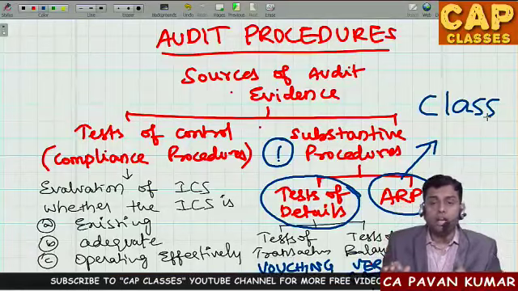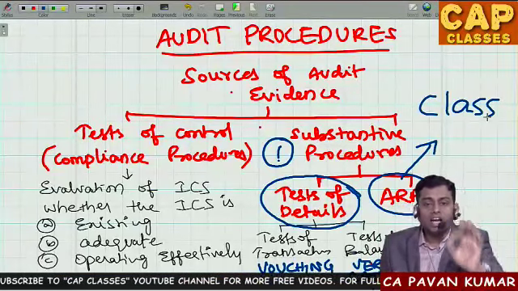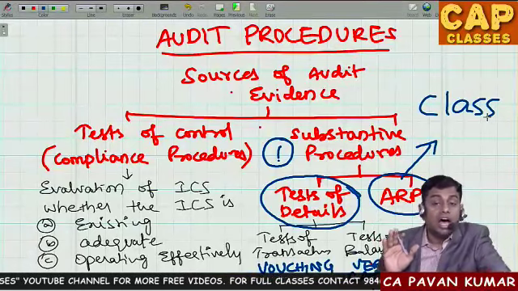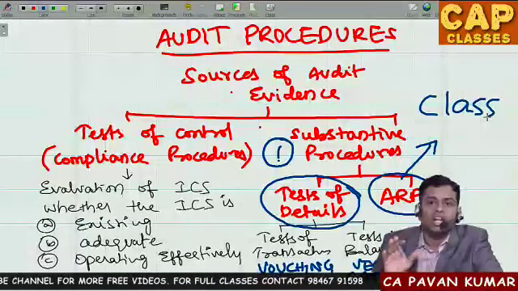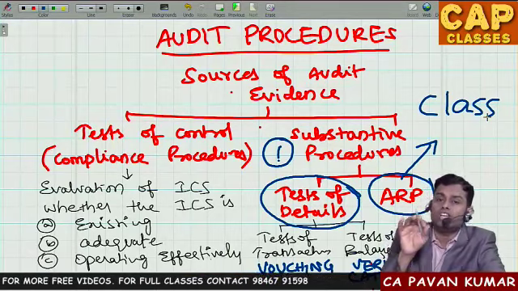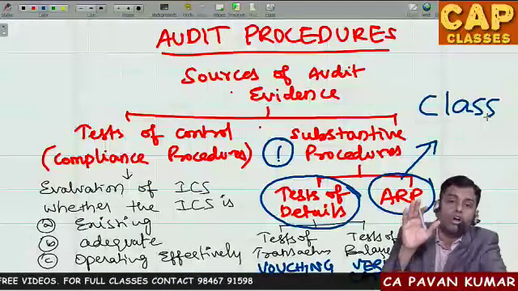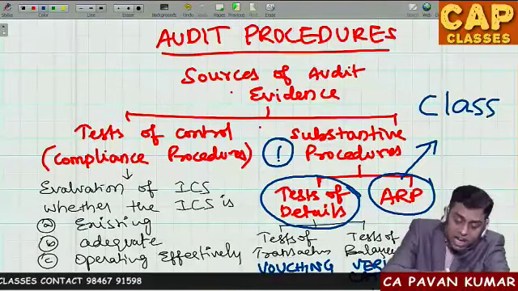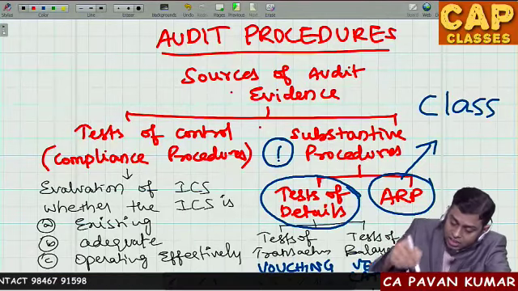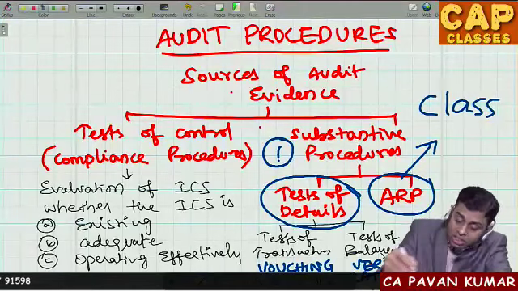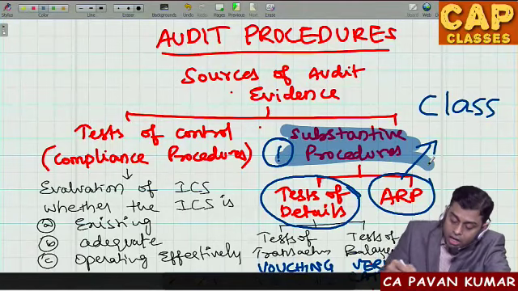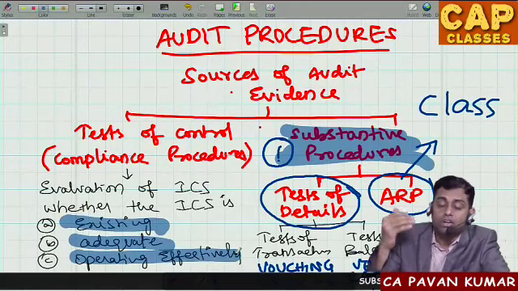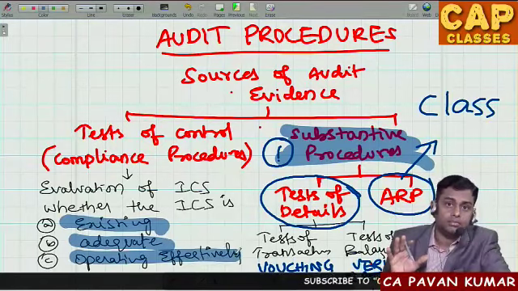So remember one rule, unless controls are strong, you cannot go to analytical review procedures. Unless controls are strong, you cannot go to analytical review procedures. Unless controls are strong, you cannot even go for audit sampling also in some cases. So your substantive procedures, it is as simple as this. Your substantive procedures depend on the existence, adequacy and operating effectiveness of your compliance procedures.